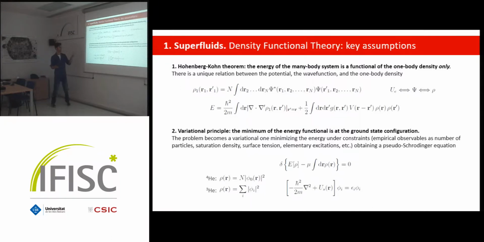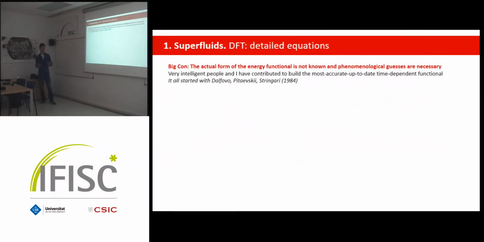So once you have this functional, you apply a variational principle. You fix some constraints, for instance, the total number of particles of your system, and then you make variations in order to get which is the density that minimizes the energy. With that, you get Schrodinger-like equations for the many-body system that indeed gives you the ground state of the system, but the problem is the exact shape of this functional. That's something, by the theorem, we know that exists, but we don't know the form. So at the end, you need to use empirical guesses.